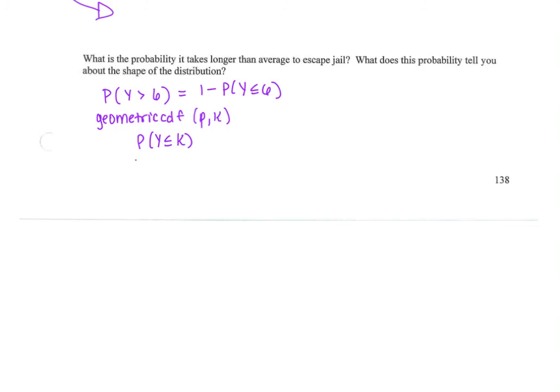So that's going to be 1 minus geometric CDF with the probability of success being 1/6 and 6 rolls. And so that's going to be 1 minus 0.665, which is 0.335. So the probability that it will take longer than average to land on doubles is 0.335.